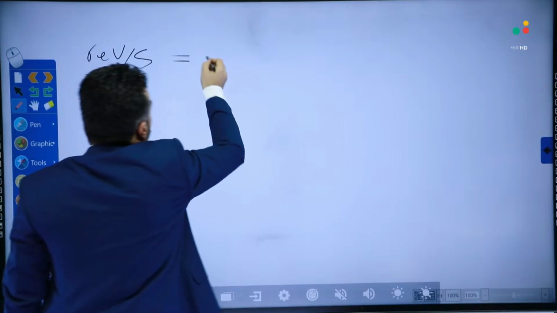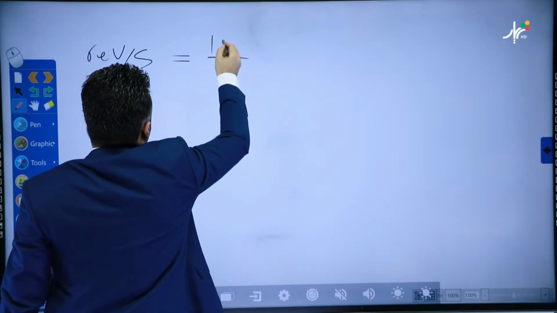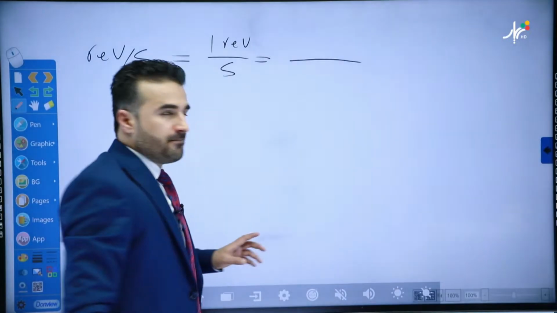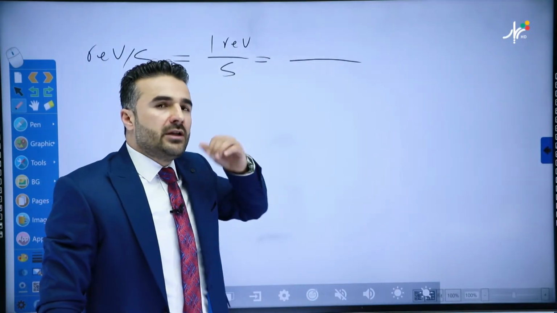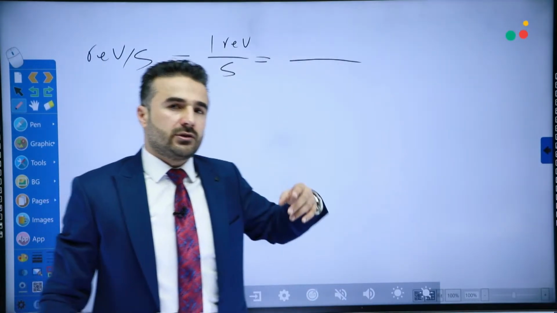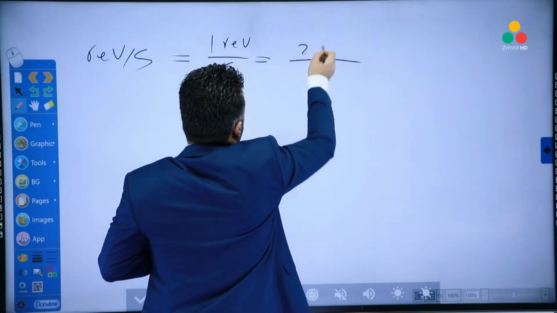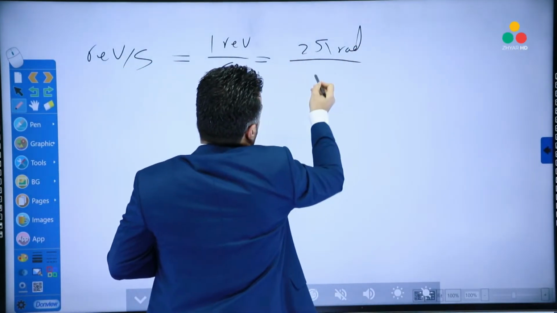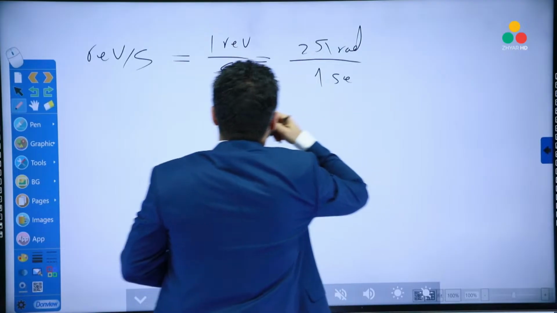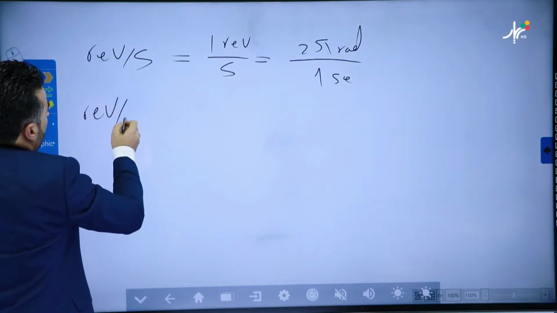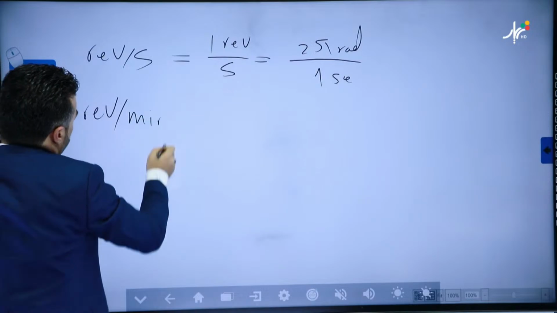Now, you can write it down like this. So, 1 rev per second. You know that each revolution, in radian, is what? 1 revolution is equal to 2 pi radian. So, instead of this, we can say 2 pi radian divided by 1 second, of course. All right. What if it is given in revolution per minute, let's say.